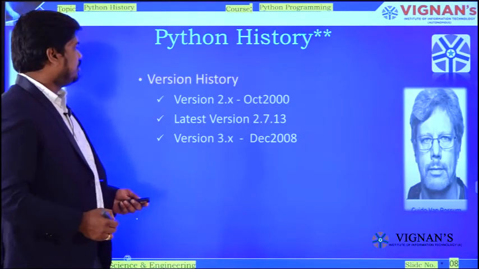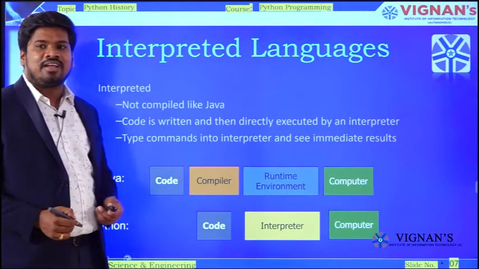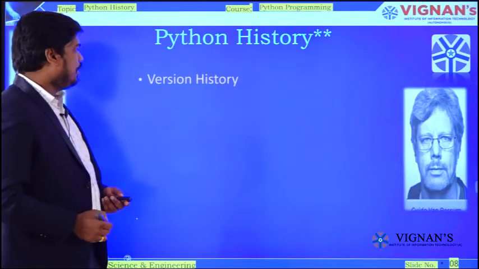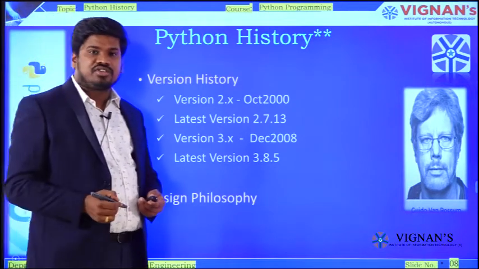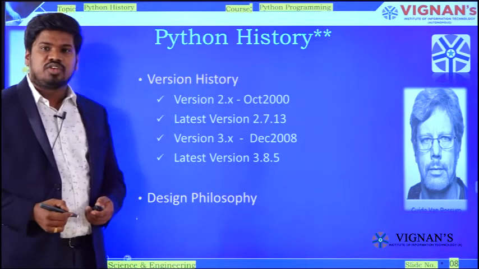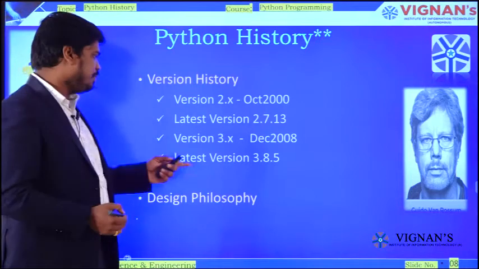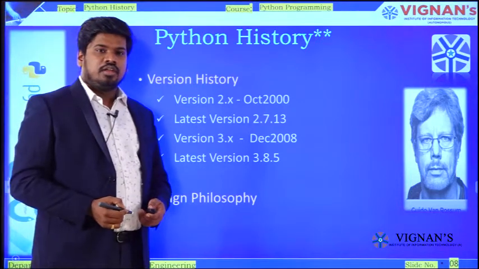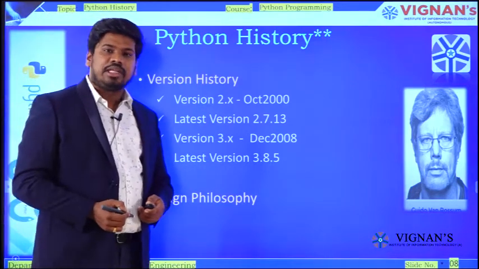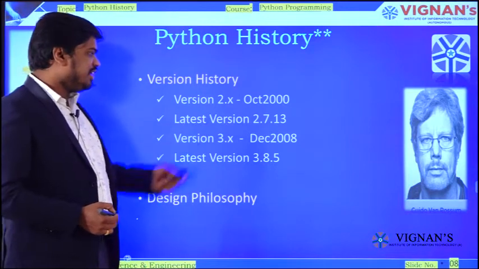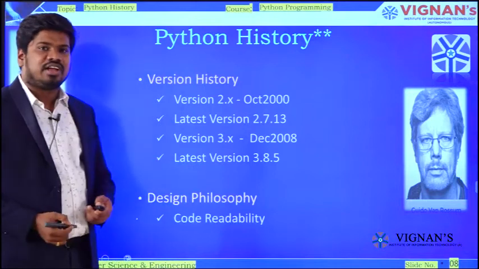So this is all about interpreted languages. And coming to the next one, Python history. Python has two stable versions, 2.x, which was stopped, and right now the current stable version of Python is 3.8.5. Python 2.x was released in October 2000, and Python 3.x was released around December 2008. So what is the design philosophy of Python?